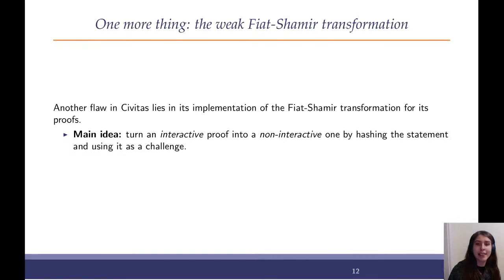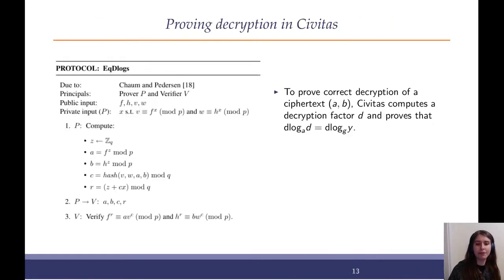The idea is you take the whole statement, hash it, and that is your challenge. The hash should be difficult to predict, and it contains all of the information of the challenge, so it cannot be modified later. However, Civitas unfortunately does not hash the entire statement in its proofs, and we're going to see a concrete example of that.